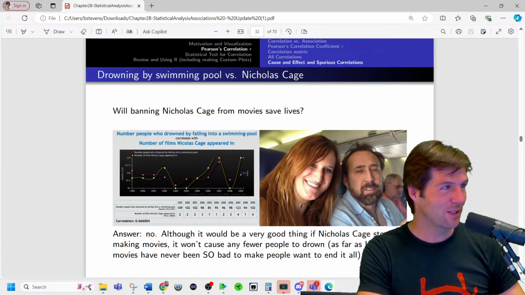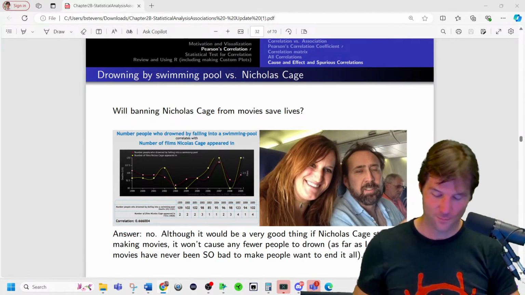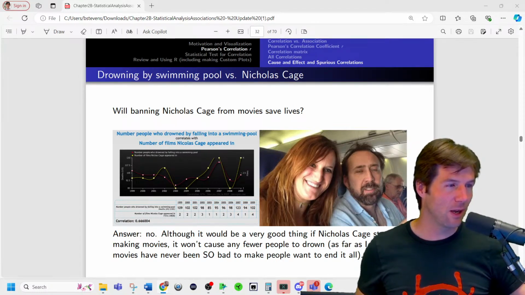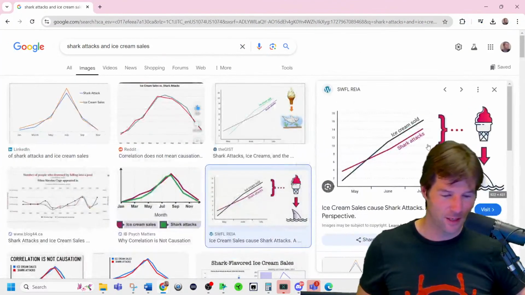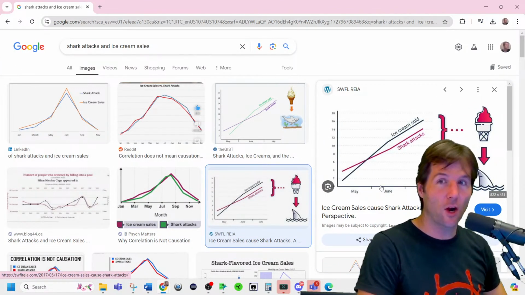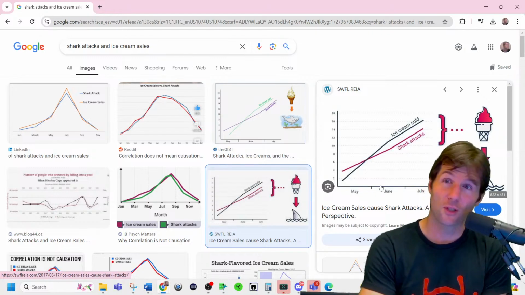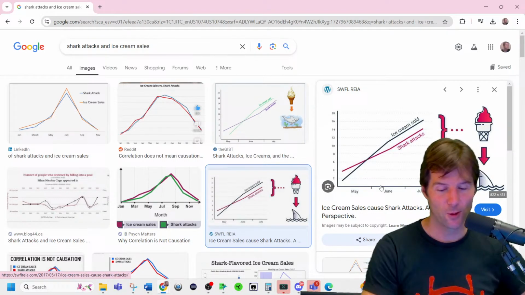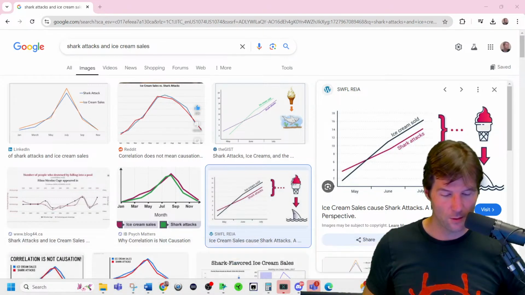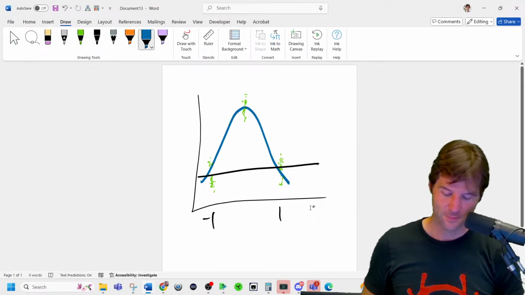One of my other favorite incidents right here was shark attacks and ice cream sales. So the key question you need to have right here is, what is a lurking variable? That's going to be the answer. So shark attacks and ice cream sales are highly correlated. Is it because sharks love the taste of ice cream? Or when you get bit by a shark, you want to go get ice cream? Well, it's not as simple as that.